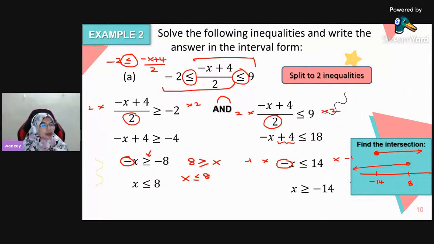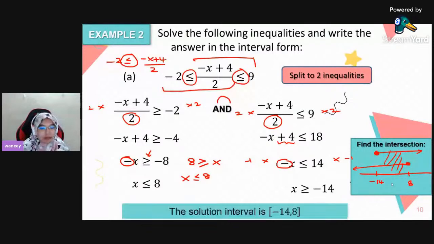Okay. So now we have to find the intersection. Of course, you can easily see those two lines. The intersection is right in the middle over here. Therefore, your answer is negative 14 up until 8. Okay, so the solution interval. Do check, this is the solution interval: negative 14 up until 8.